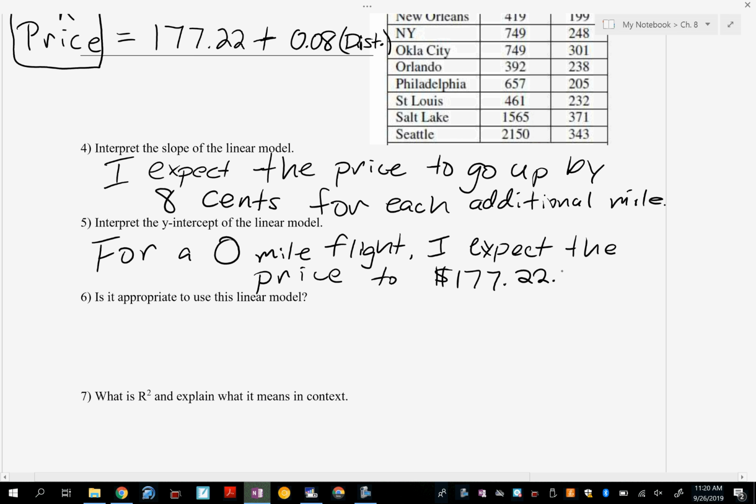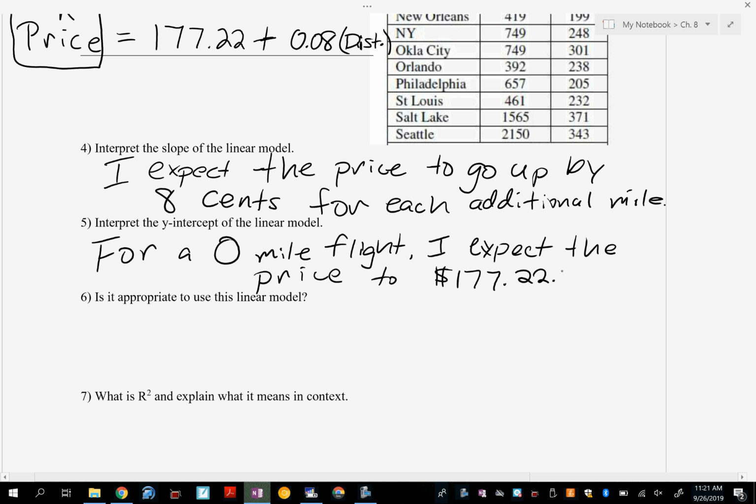And I heard, I think it was Michelle, you said, what the heck? Like, how are you going to charge me that much money for going nowhere? Well, I know this might seem like we're doing fake data here, because we are, this is not real data. But when you buy an airline ticket, included in that price is this $177. Obviously, it's not $177, but there's a fee that you're charged just to get on the plane.